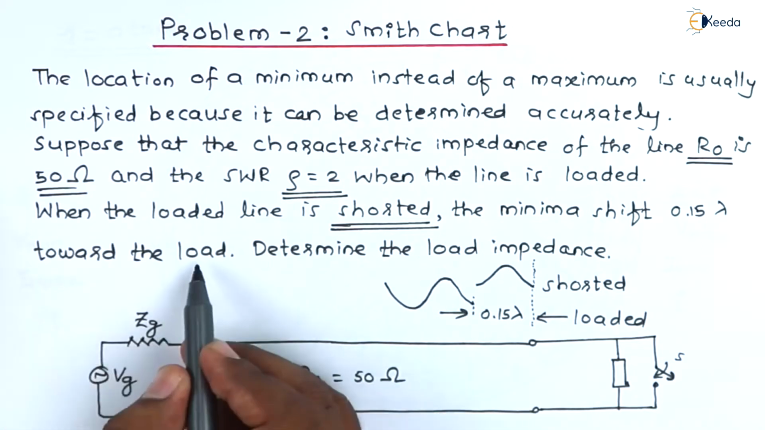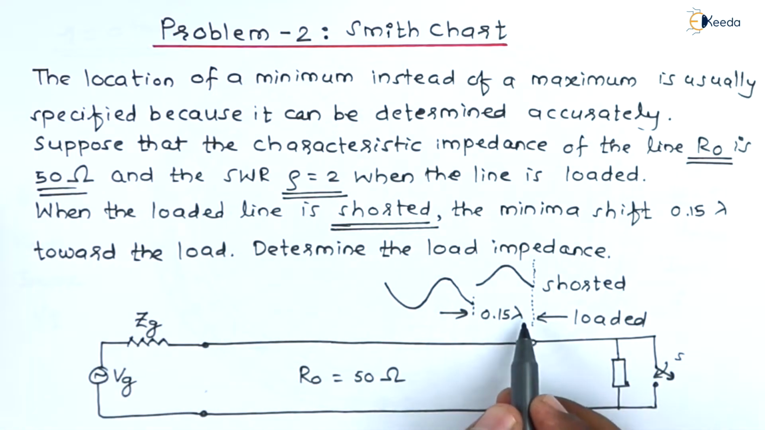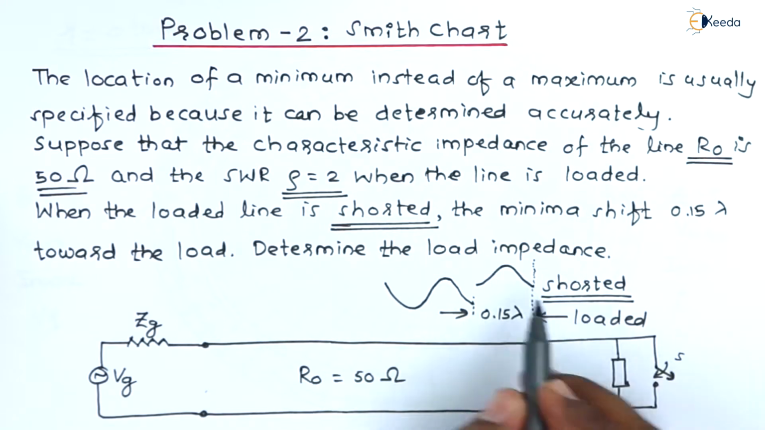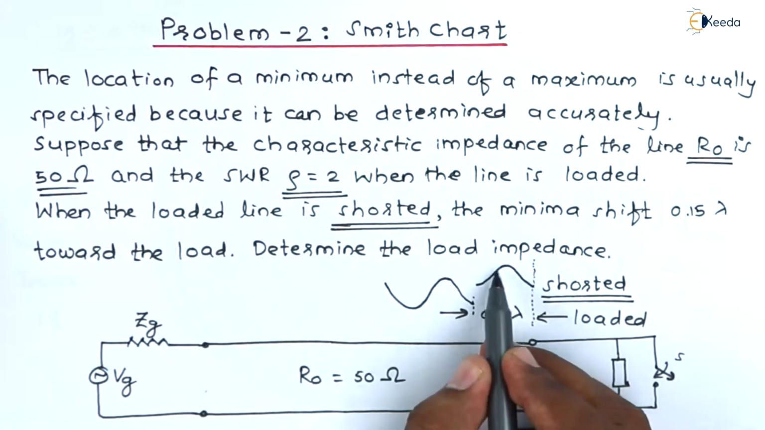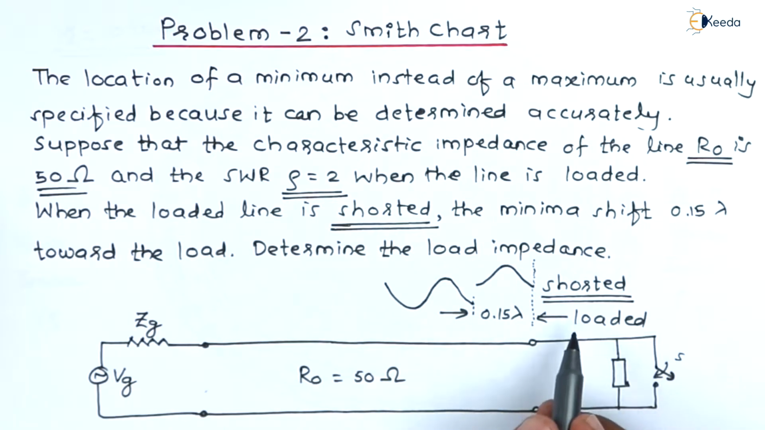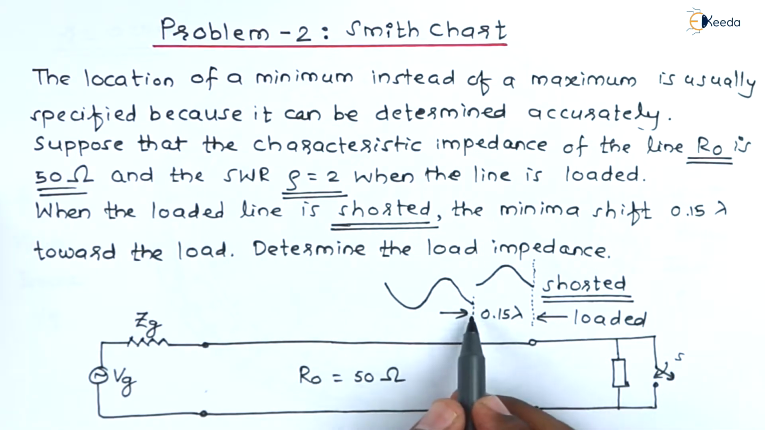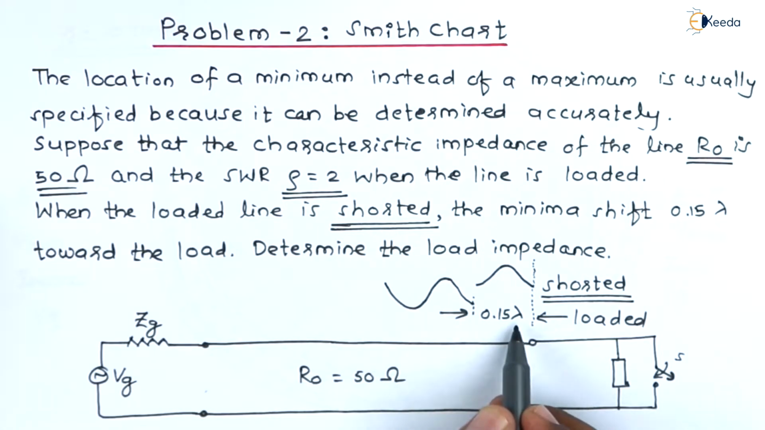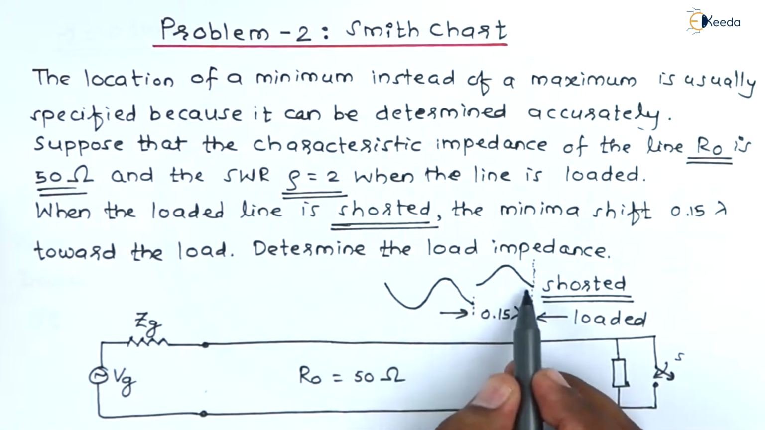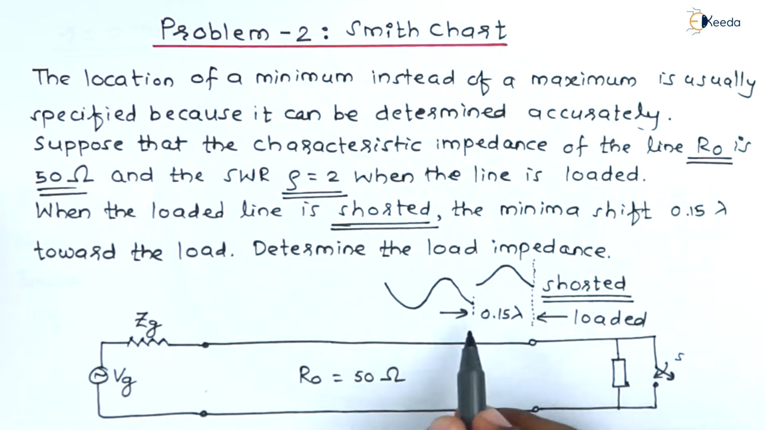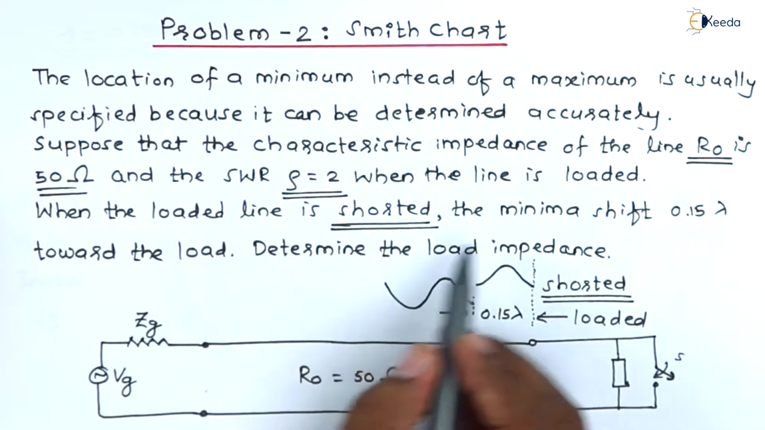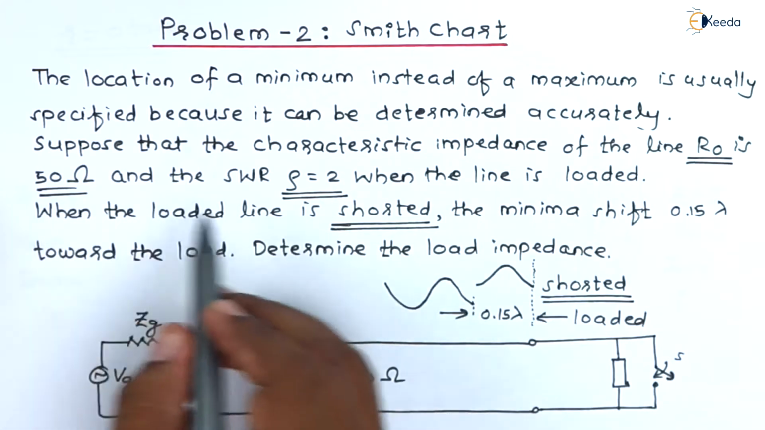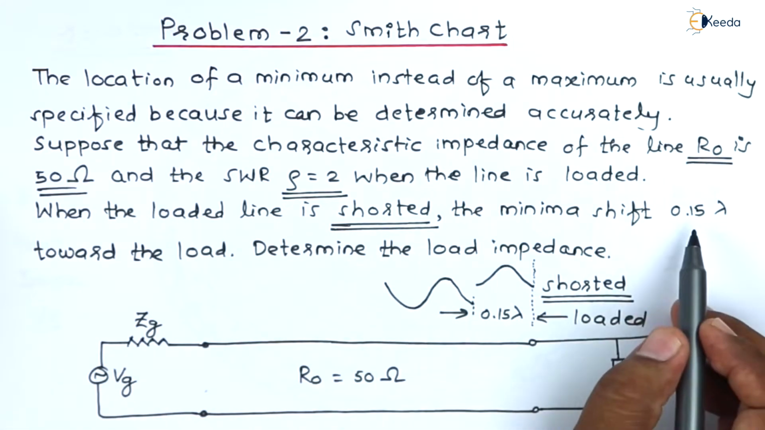So towards the load, a minima shift is shown here. At the shorting condition, we have the initial wave, shown like this, but at the shorting we have a shift by 0.15 lambda. So this is the initial one and now it is shorted here. A shift is shown: this is the previous and this is the latter. So this is the given detail 1, 2 and then this is the third detail here.